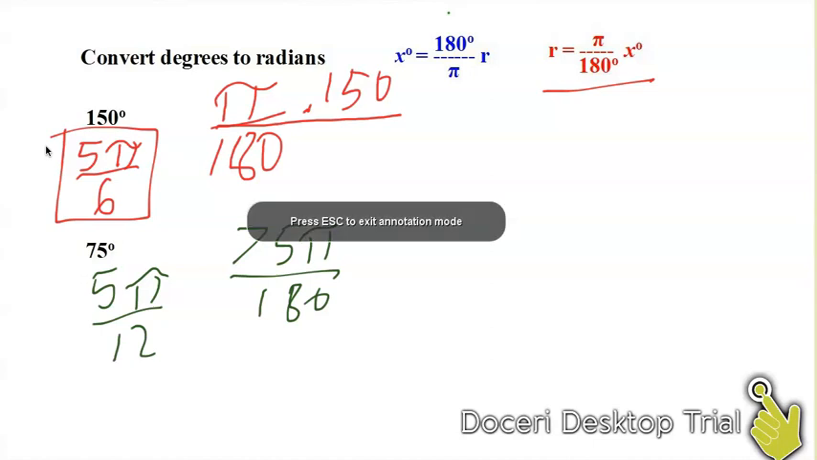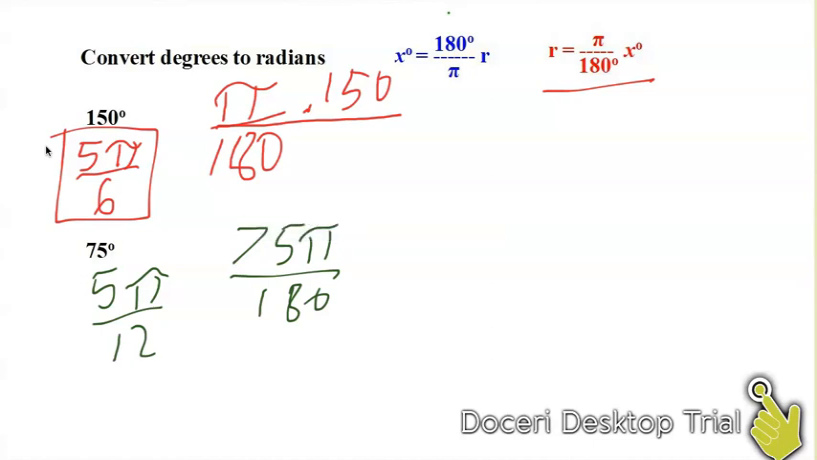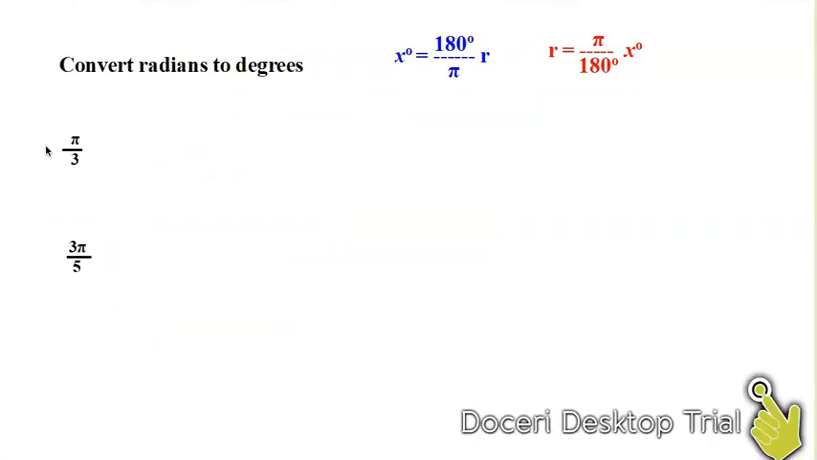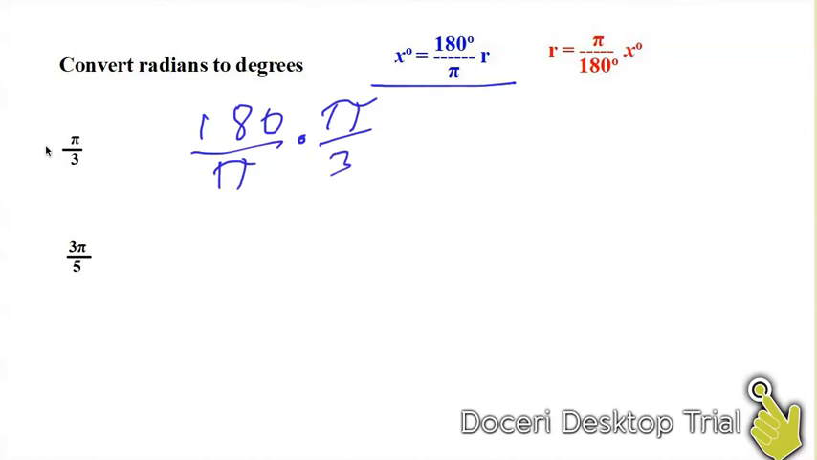Okay, so let's take a look at the next one. Let's convert it the other way around. So here we go. We are going to convert radians to degrees. So since I'm going to convert radians to degrees, I'm going to use this one. I want to get rid of the radians, so the pi on the bottom. So we have 180 divided by pi times my radians, which is pi over 3.